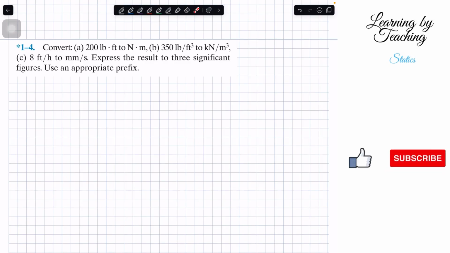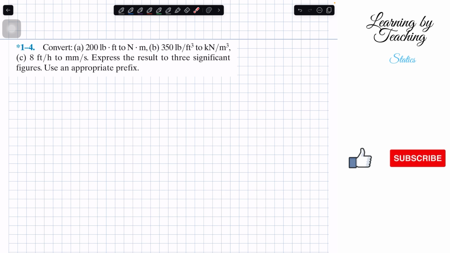Today we're in statics and we're going to be solving problem 1.4. It says, convert 200 pounds times feet to a Newton times meter. B, we have to convert 350 pound over feet cube to kilonewton over meter cube. And C, 8 feet per hour to a millimeter per second. Express the result to three significant figures.